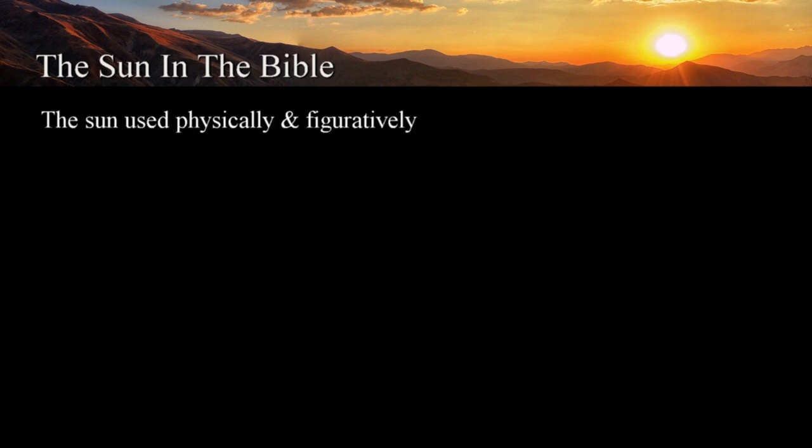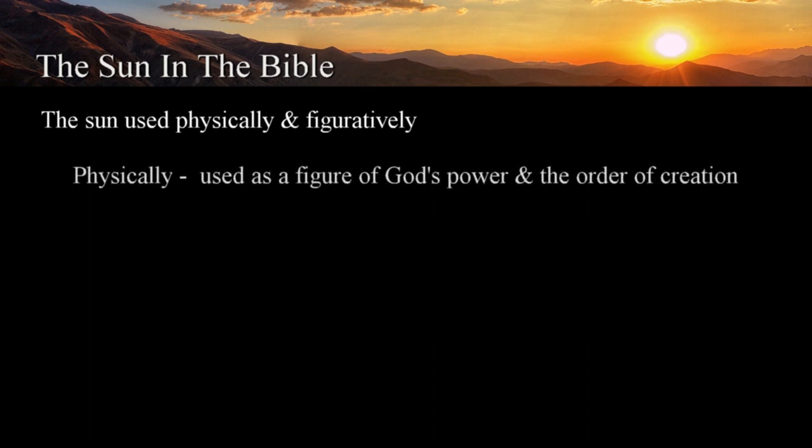Surveying the scriptures, we find the sun employed in a number of ways, both physically and figuratively. Following is a summary of some of these that appear in the scriptures. The sun, in a physical sense, is often used as a figure for the power of God and to demonstrate the order of creation and cycles in the heavens. Psalm 19:4, Psalm 148:3, Job 9:7, and Psalm 74:16.